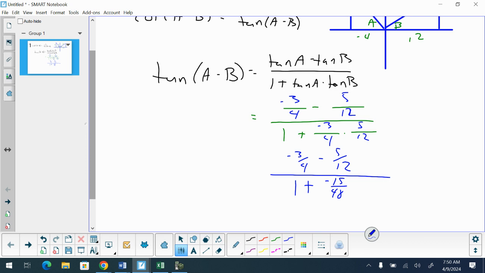Okay, all we're doing is fractional mathematics here. Things you dealt with back in 5th grade, 6th grade when you started dealing with fractions. You learned how to add, subtract, multiply, and divide fractions.